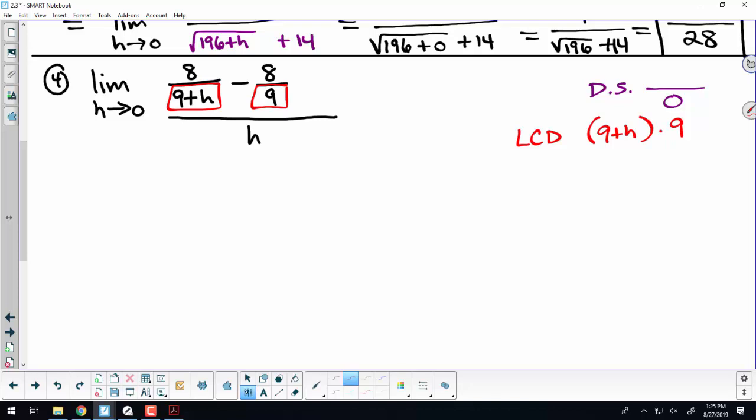Okay. So remember the purpose of the LCD or a common denominator is to get rid of, maybe we'll call these, the smaller fractions up top. So what do I have to do with the LCD in order to obtain that result? Distribute it? Yeah, to where? Both the numerator and the denominator. Again, I don't want to change my expression, so I have to multiply this by 1 in the form of 9 plus h times 9 over 9 plus h times 9.